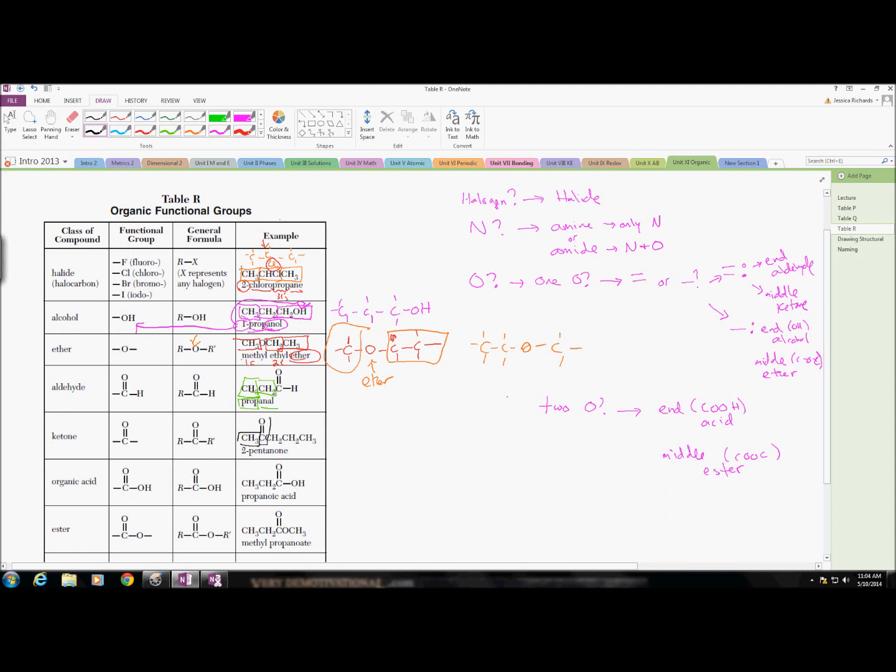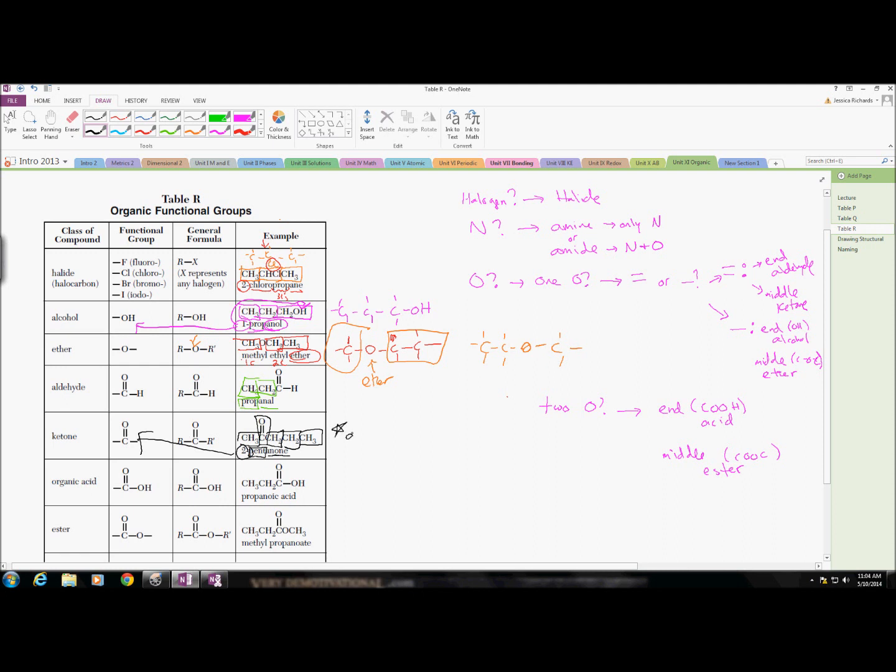CH3, C with the double bonded O, CH2, CH2, CH3, 2-pentanone. So pent, I know, means 5 carbons. There's 1, 2, 3, 4, 5 carbons total in this chain. Anone must be the ending for a ketone. So all I have left is a number. The number is going to tell me the location of the functional group. So it's going to tell me where that double bonded oxygen is.